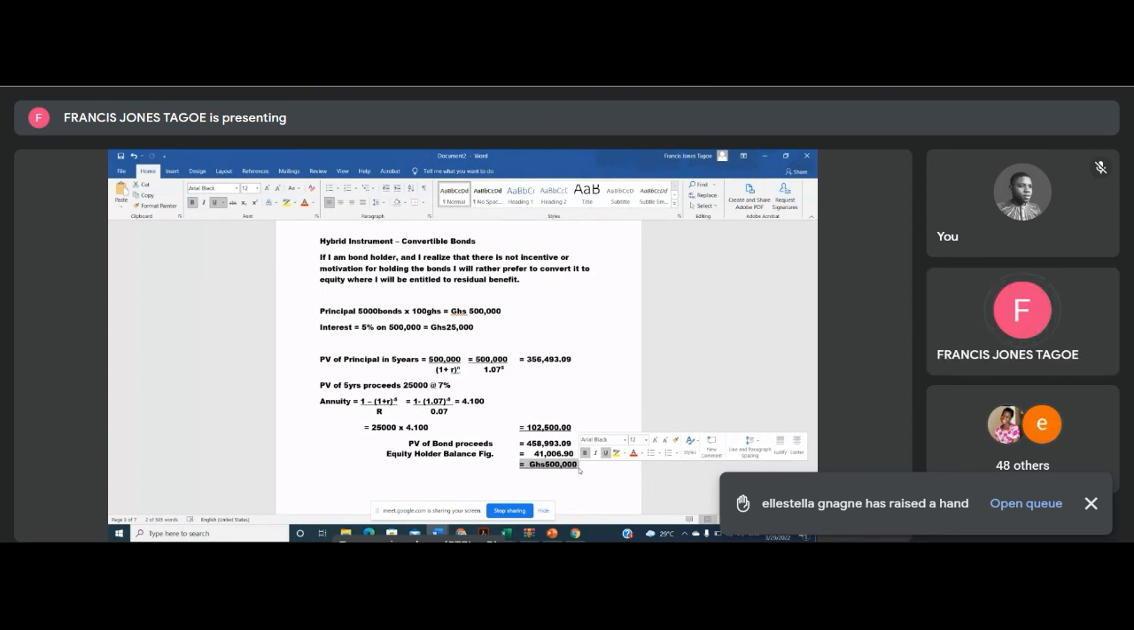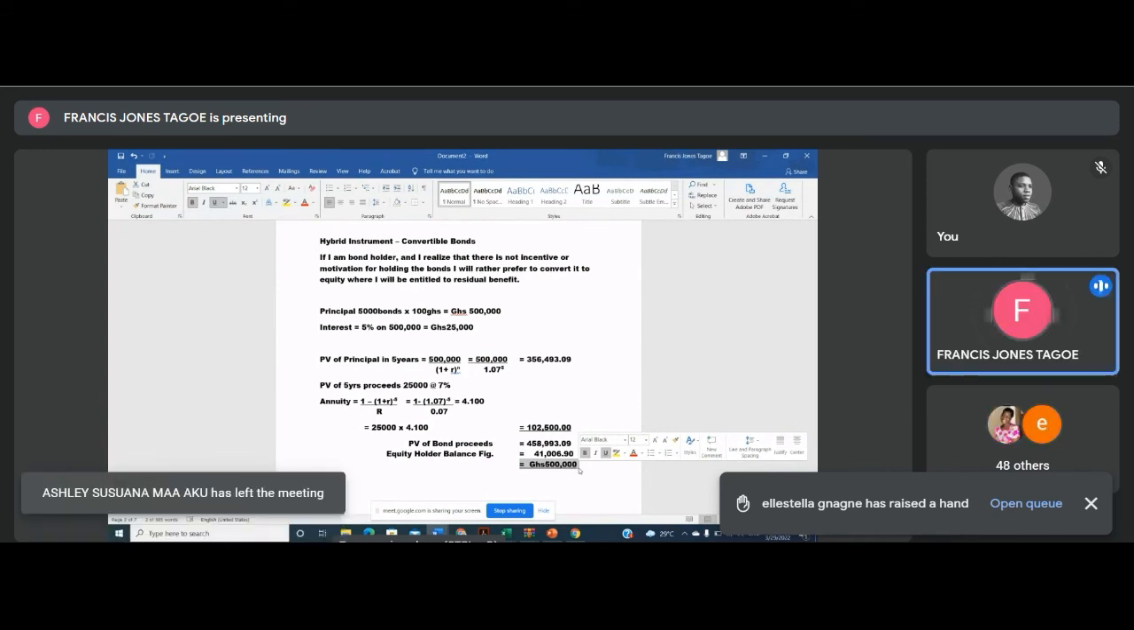Yes. When do you convert? You convert when the PV of the bond proceeds is less than the principal amount. From what we've calculated, the proceeds is less than the principal amount, so we are advised to convert this to equity. Okay, all right, thank you.